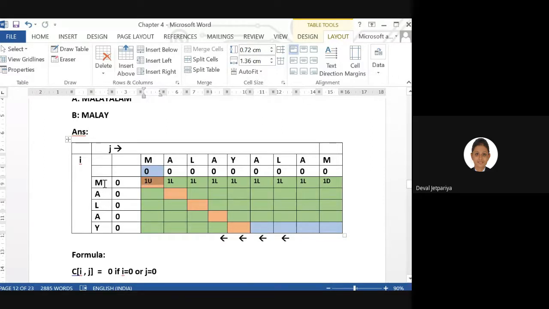Here also there is a matching, M and M. So we are adding diagonal plus 1. But there is no value present in this box, so we assume it is 0. So we do 0 plus 1 and get 1. But as the diagonal value is not present, we cannot write D over here. So either you can write 1U or you can write 1L, because ultimately the U and L values are present only. Now it is clear.